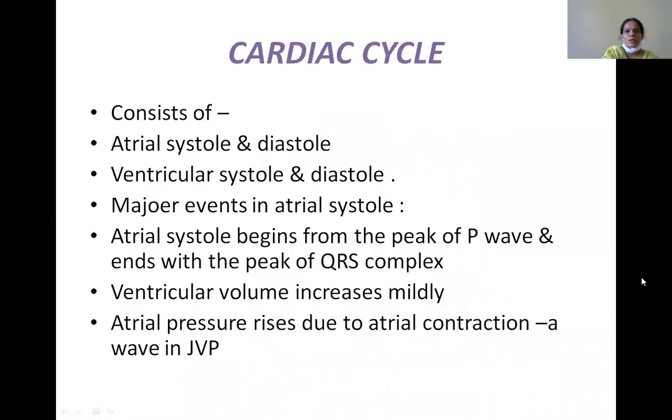Okay, so cardiac cycle, what is cardiac cycle? It consists of the atrial systole and the diastole, ventricular systole and the diastole. What are the major events in the atrial systole? This atrial systole begins from the peak of P wave and ends with the peak of QRS complex. Ventricular volume, during this phase, what is happening? Ventricular volume increases mildly. Atrial pressure rises due to atrial contraction, producing the A wave in the JVP.